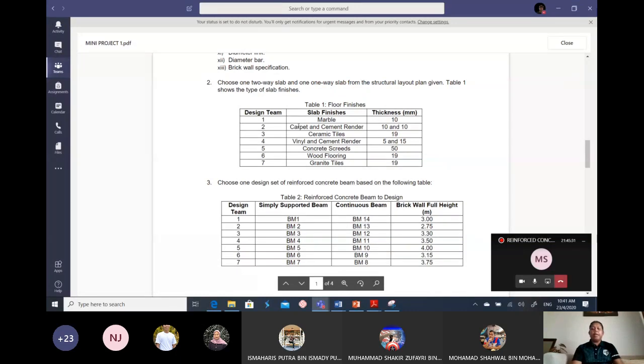And then you boleh pilih, so contohnya if you are design team 1, you will combine with team 1 punya semua information lah. All the information from team 1, means that your slab finishes is marble, your simply supported beam is BM1 and also continuous beam is BM14. So in a WhatsApp group, someone please create the list so that which group chooses the combination of which one. So means that contohnya group Syakir pilih design team 1, group Akilah design team 2, for example.